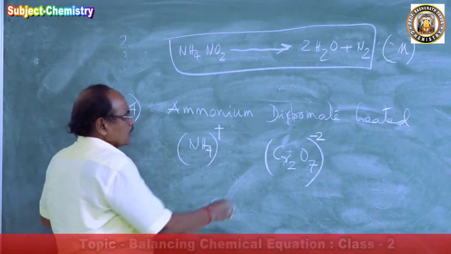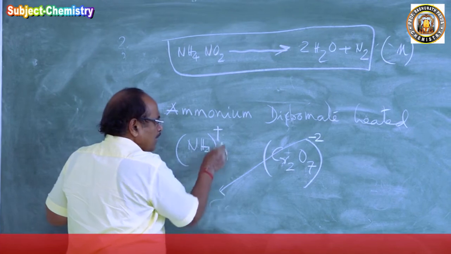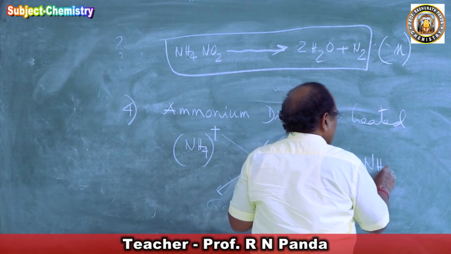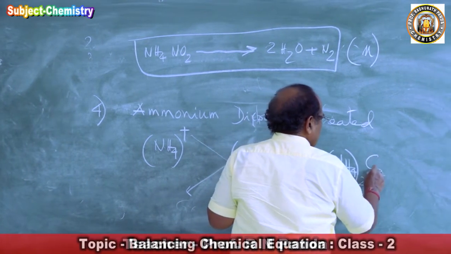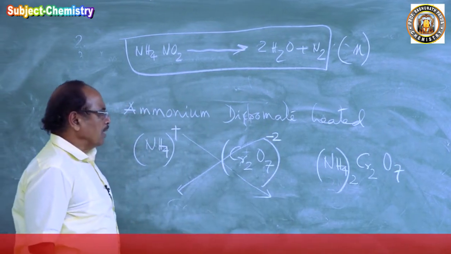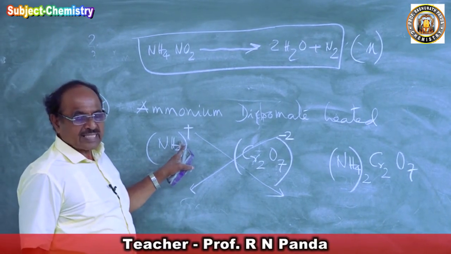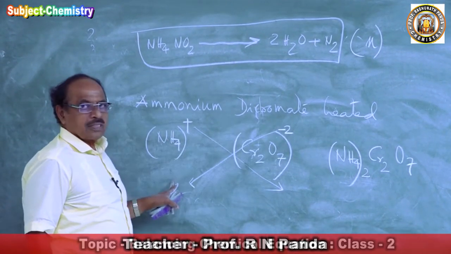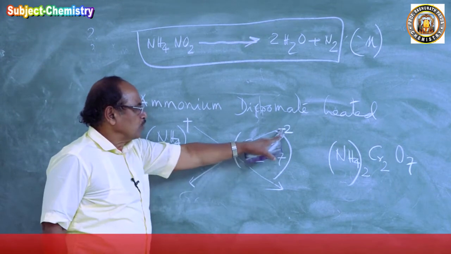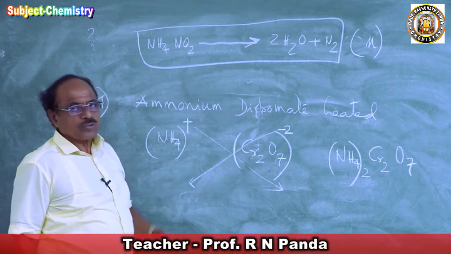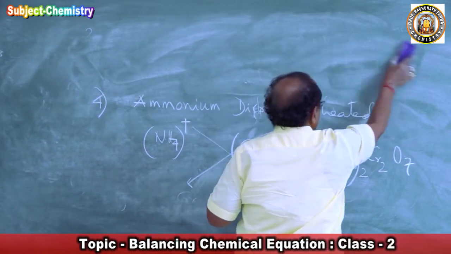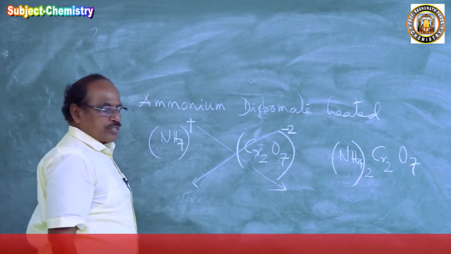How to write the formula? So 2 will come to this place and 1 will go to this place. So the formula of ammonium dichromate will be NH4 twice, Cr2O7. This is the formula for ammonium dichromate. Crisscross. This is called what? Crisscross. Criss will come, then cross. If this is a criss, then this is the cross. So 1 will come to this place, 2 will come to this place. (NH4)2Cr2O7 is the formula for what? Ammonium dichromate.